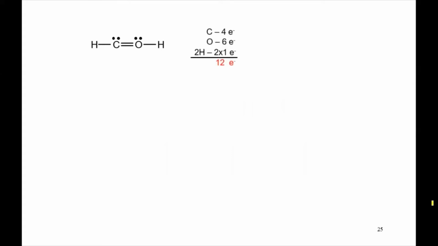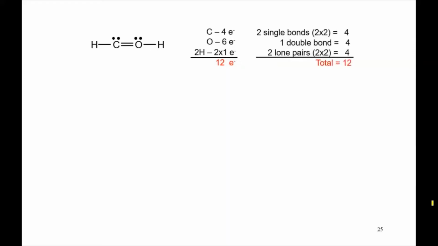First of all, I should have had 4 electrons from carbon, 6 from oxygen, 2 from the hydrogens, for a total of 12. And in this structure, I have 2 single bonds, that's 4 electrons, 1 double bond, that's 4, and 2 lone pairs, that's 4, so that's 12. As far as conservation of mass is concerned, this structure obeys the rule. All the electrons are there.